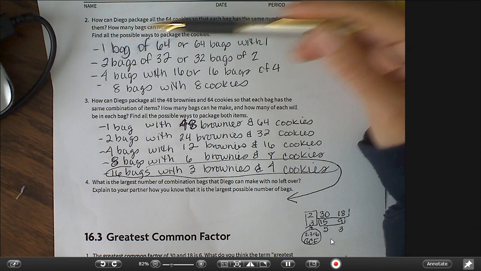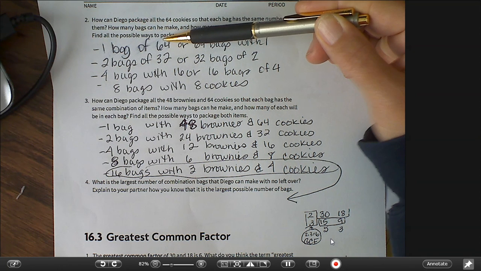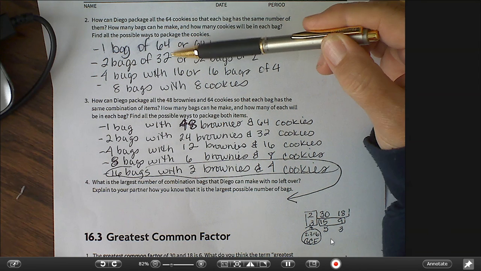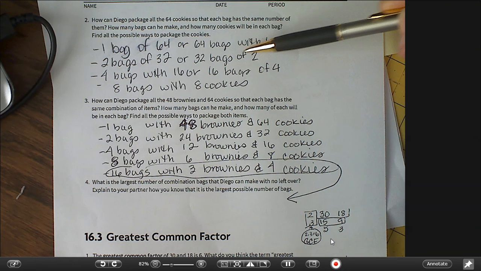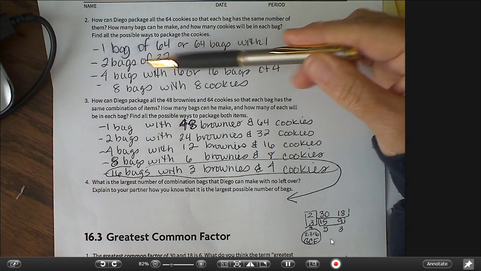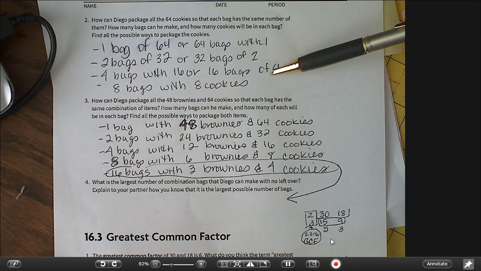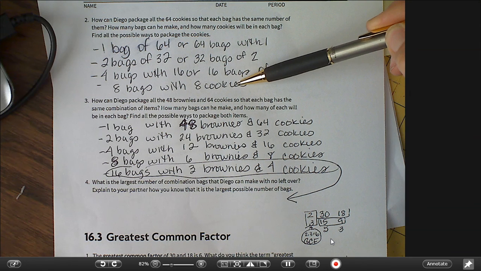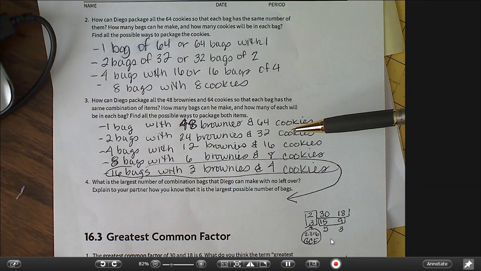So he can do one bag with all 64 cookies, or 64 bags with one cookie. He can do 2 bags of 32 or 32 bags of 2. 4 bags with 16 or 16 bags of 4. And he can do 8 bags with 8 cookies. In number 3, it wants us to combine.